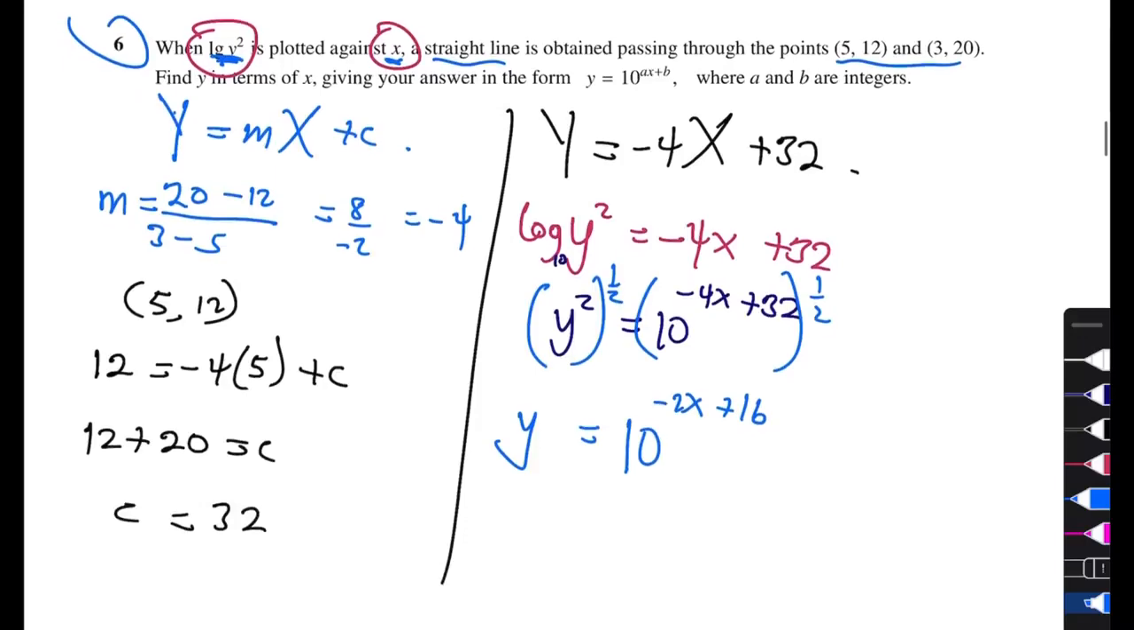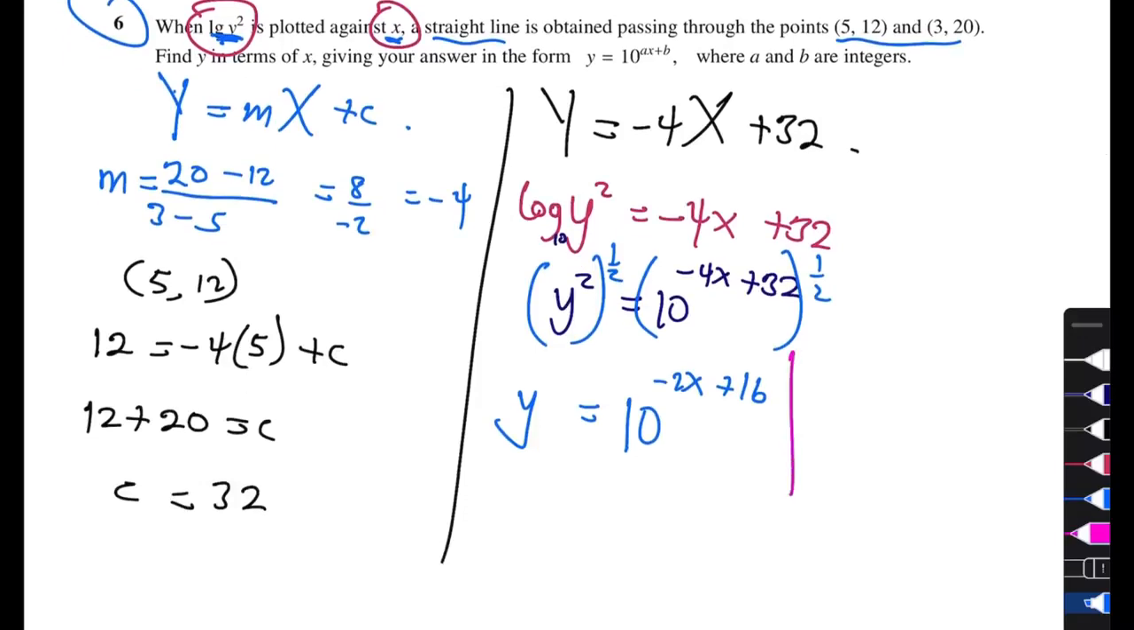Because they want us to write it in this particular form, we leave it here. We don't do anything else, because this is exactly the form they wanted us to leave the answer in.